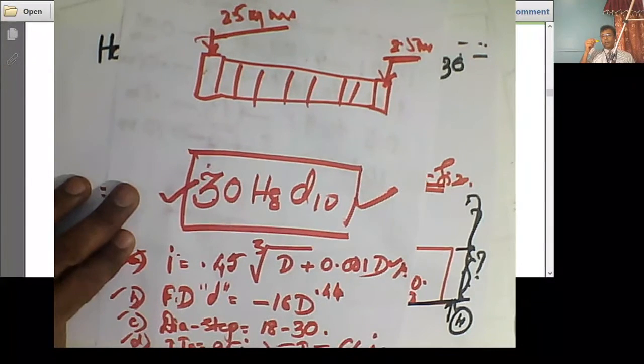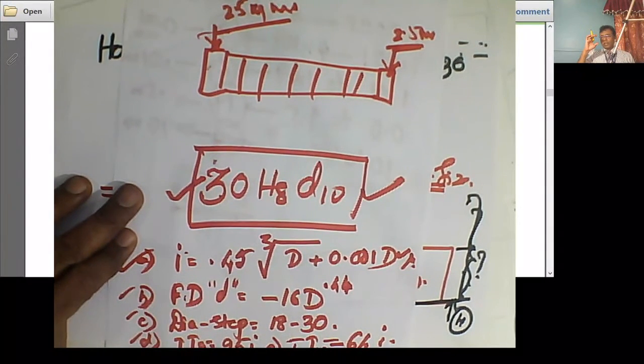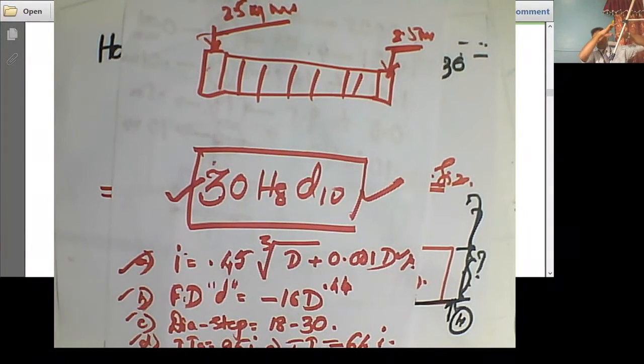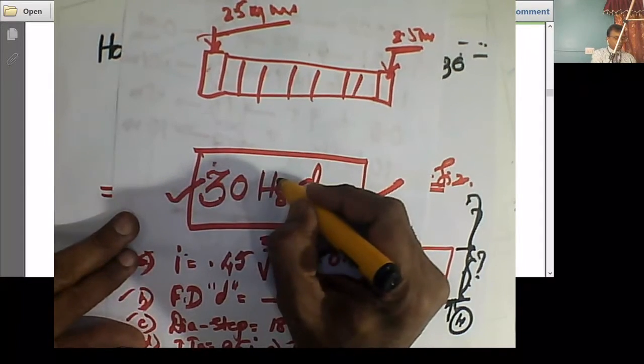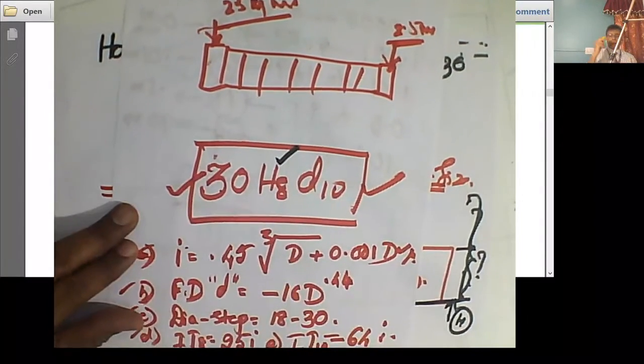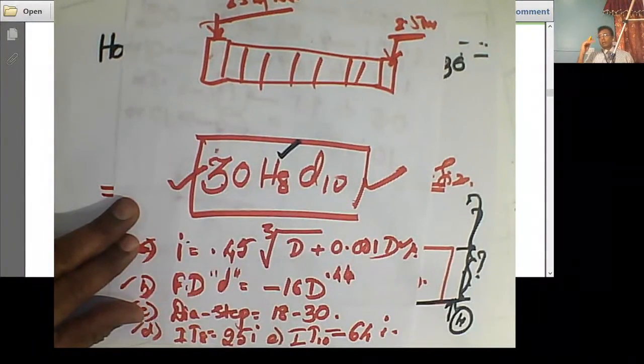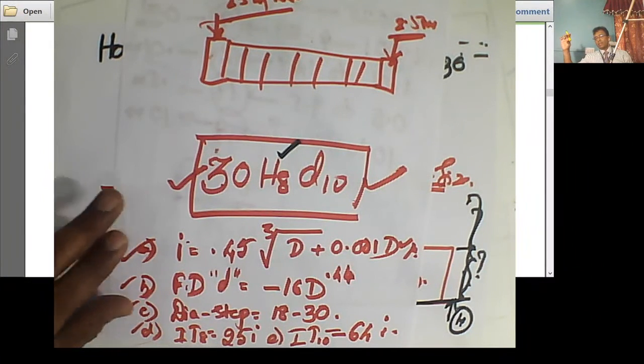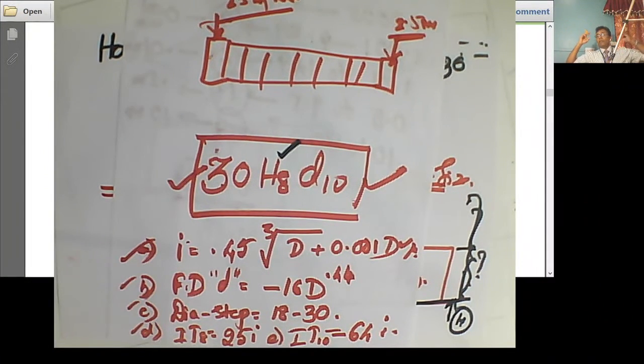30H8 D10. The H hole is on the XY line. A to H holes all have a positive deviation. Next, A to D shafts all have a negative deviation. This means that the H hole is above the XY line and the D shaft is below the XY line, or the basic size. We call it the basic size, which means that this is a clearance fit.